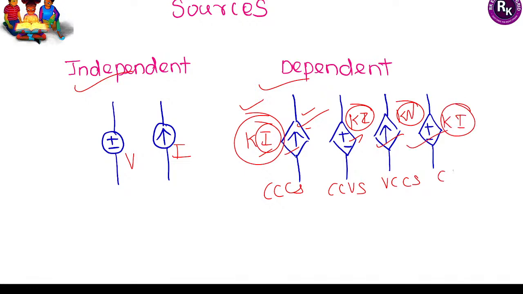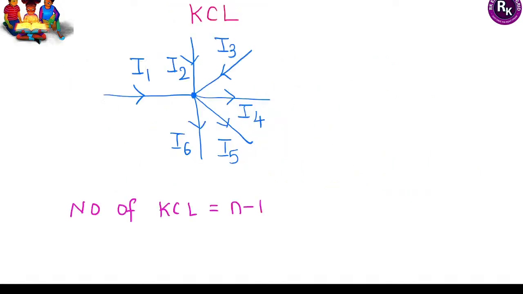This is called a current controlled voltage source. So there will be totally four types of dependent sources, and these are all the representations. Next one. Now let us apply KCL.